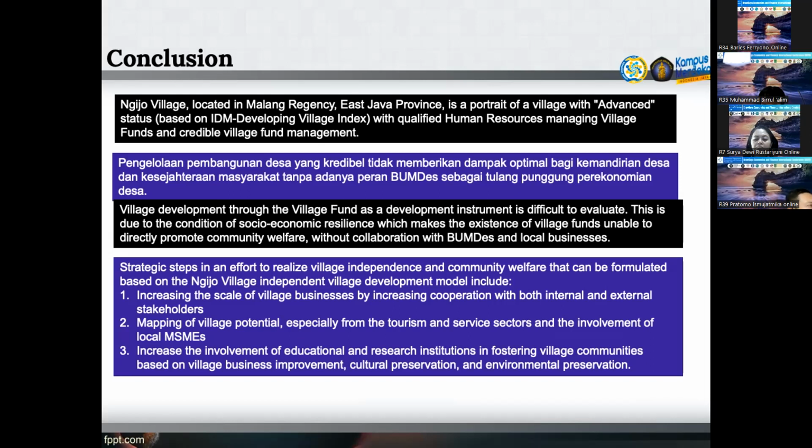The second one: village development through the village fund as a development instrument is difficult to evaluate. This is due to the condition of socioeconomic resilience during the pandemic situation, so it is not really clear whether the shift in socioeconomic status in the village is due to the pandemic or the village fund itself. Lastly, the strategic steps toward village management are to first increase the scale of village businesses, map the village potential, and increase the involvement of educational and research institutions in fostering the village community. Okay, I think that's all. Thank you.